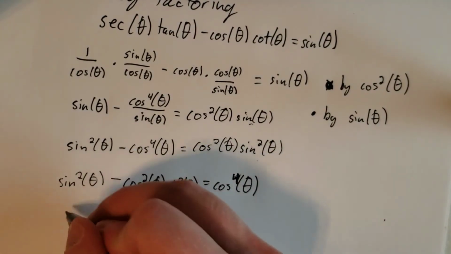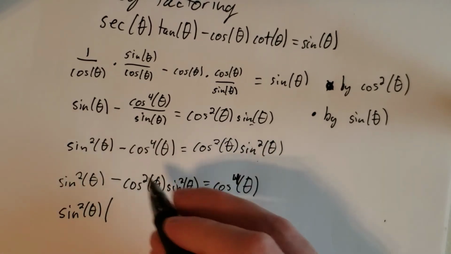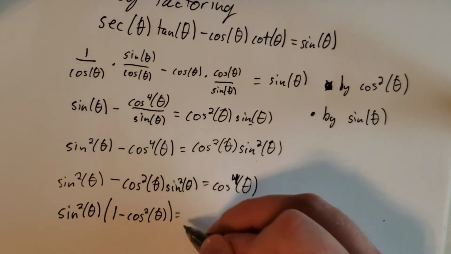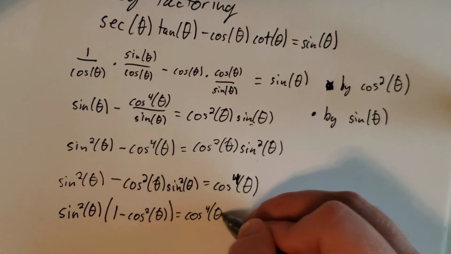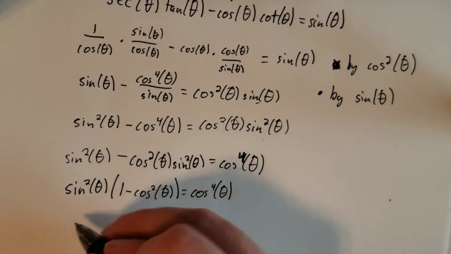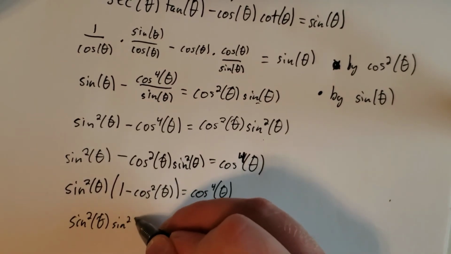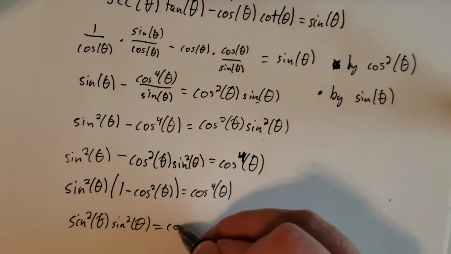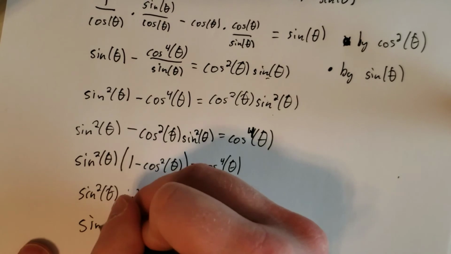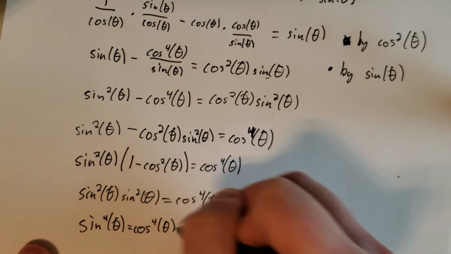We can factor a sine squared out, so sine squared of theta times, if we factor out a sine squared, we get 1 minus cosine squared of theta. And this is equal to cosine to the 4th of theta. 1 minus cosine squared, we can use our Pythagorean identity. This is just sine squared. So this is sine squared times sine squared of theta is equal to cosine to the 4th of theta. That means sine to the 4th of theta is equal to cosine to the 4th of theta.